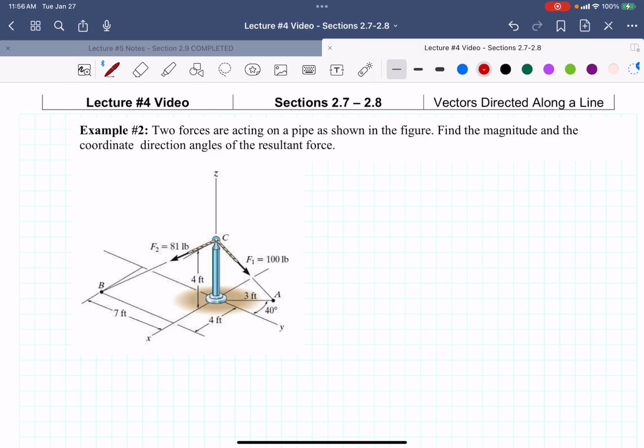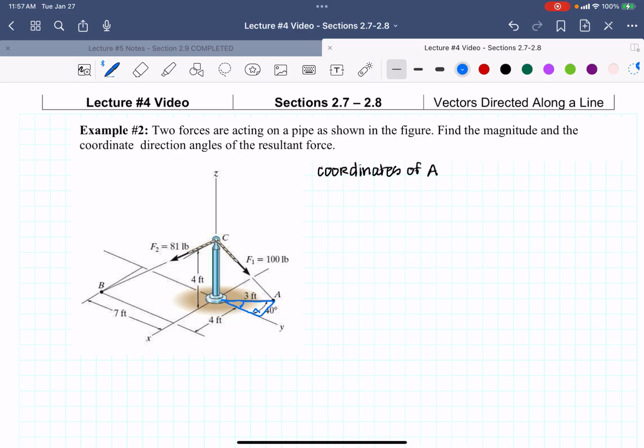So first thing I always do in three-dimensional problems is find our coordinates. The coordinates of A are a little bit tricky because it sits in the XY plane, so there's no Z value. But they give us this triangle. They give us the hypotenuse of a triangle, and they give us that that angle is 40 degrees. So this is the 40 degrees. This is my right angle.